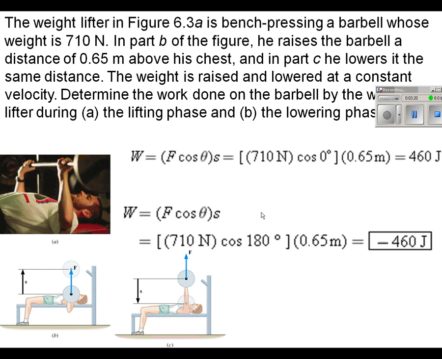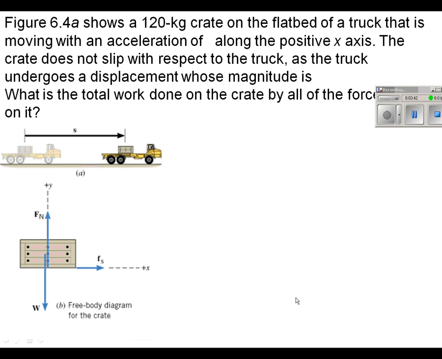So if you were to add up both of these together, you would get an answer of 0. And that hopefully makes sense because the barbell started right here at its chest, and it ends right here at its chest. So there's really no net work done. You ended back where you started, so the total amount of work accomplished is 0.